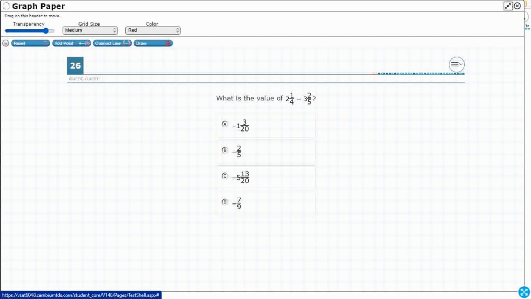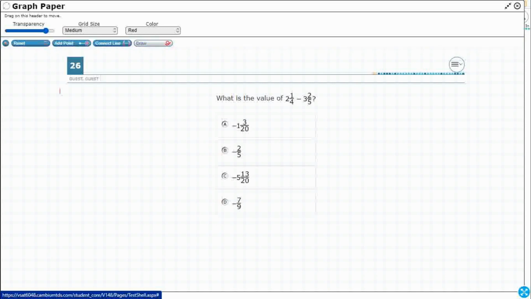Do it that way, or we can convert all of these to decimals, figure it out that way, and then convert it back into a fraction. It just makes us convert it twice. So let's look at this 2 1/4, right? So I'm going to take my 2 1/4 and my 3 2/5.